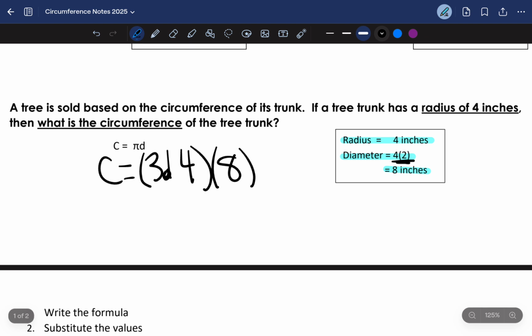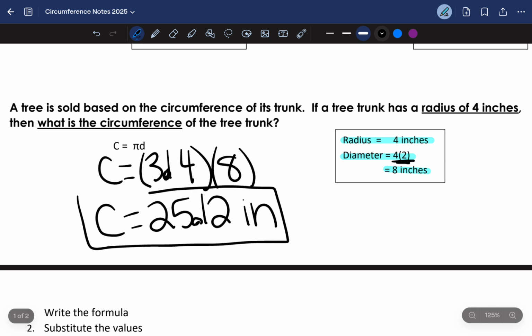So we're going to multiply 3.14 times 8. We're going to move our decimal 2 times. So we end up with a circumference of 25.12. And go back to our units, inches. Remember, it is not squared. It is the perimeter of the circle, so therefore it is singular units.